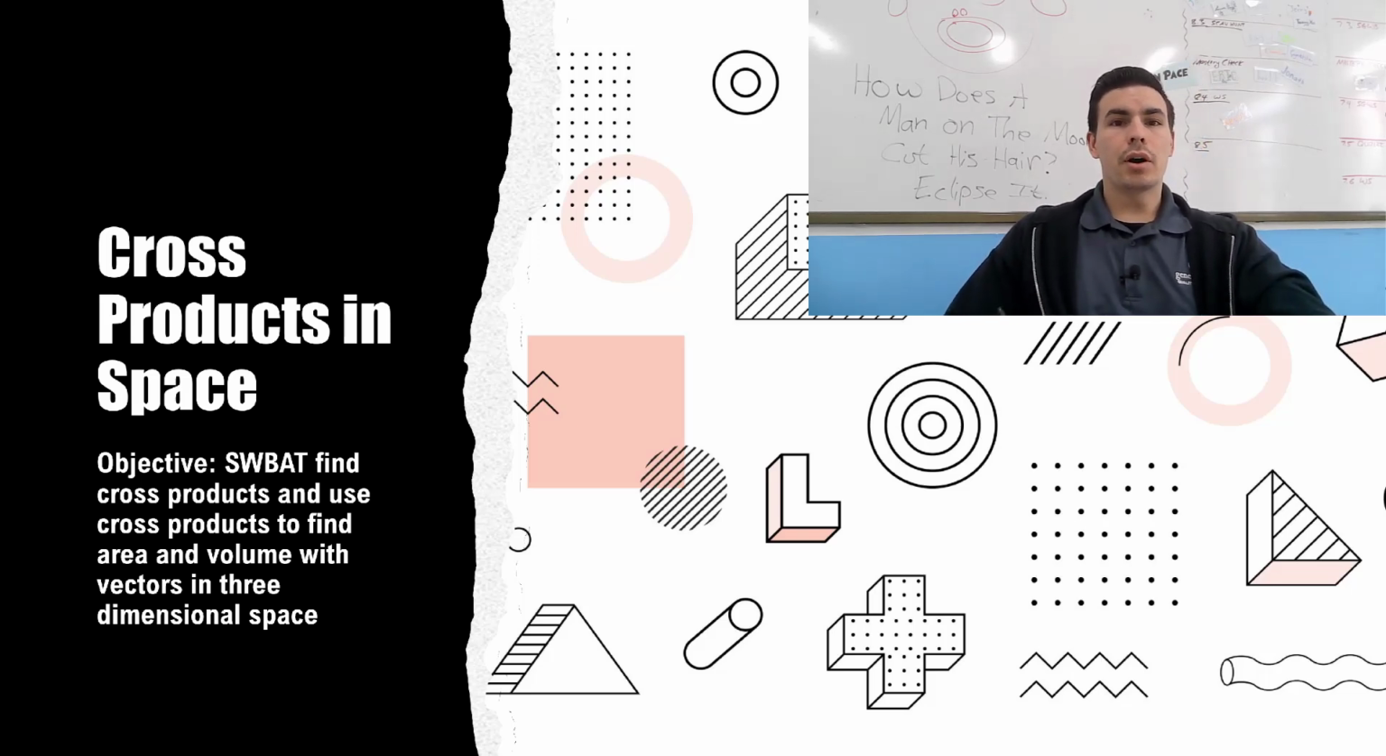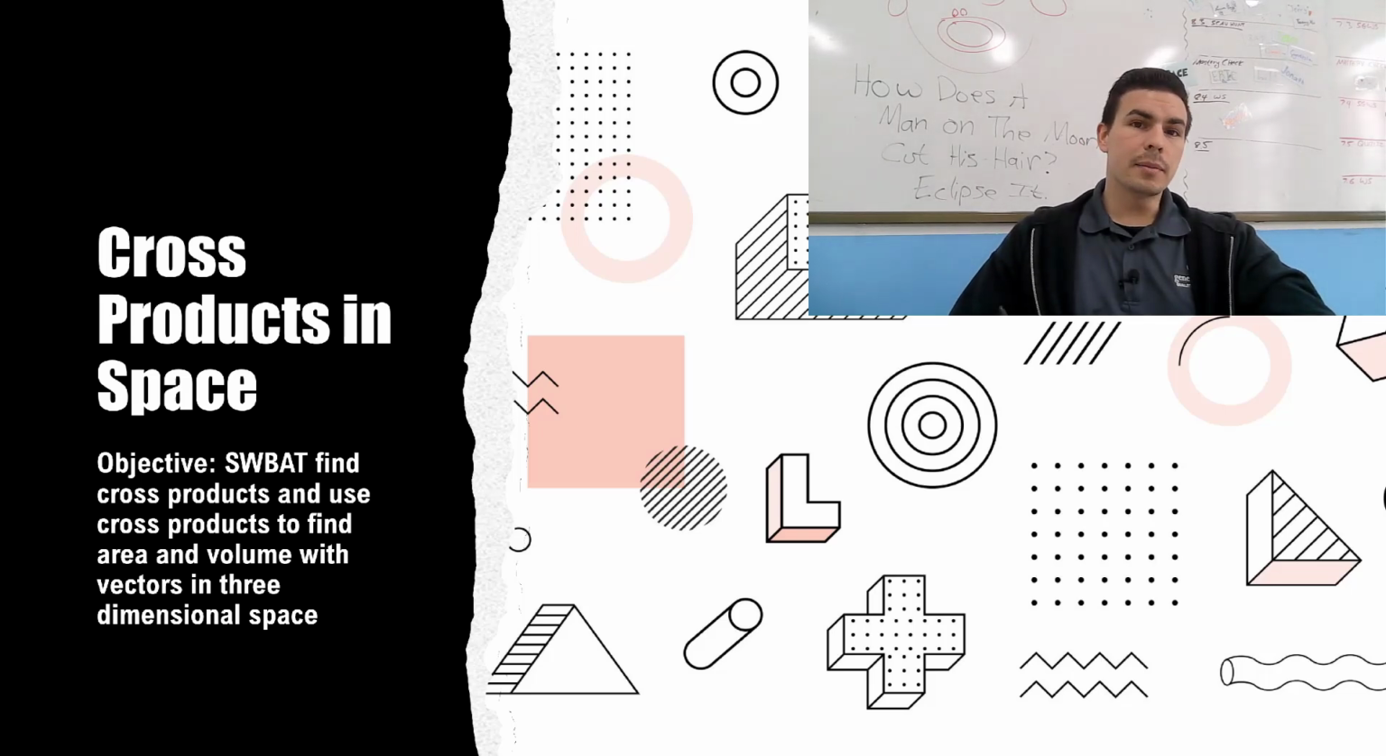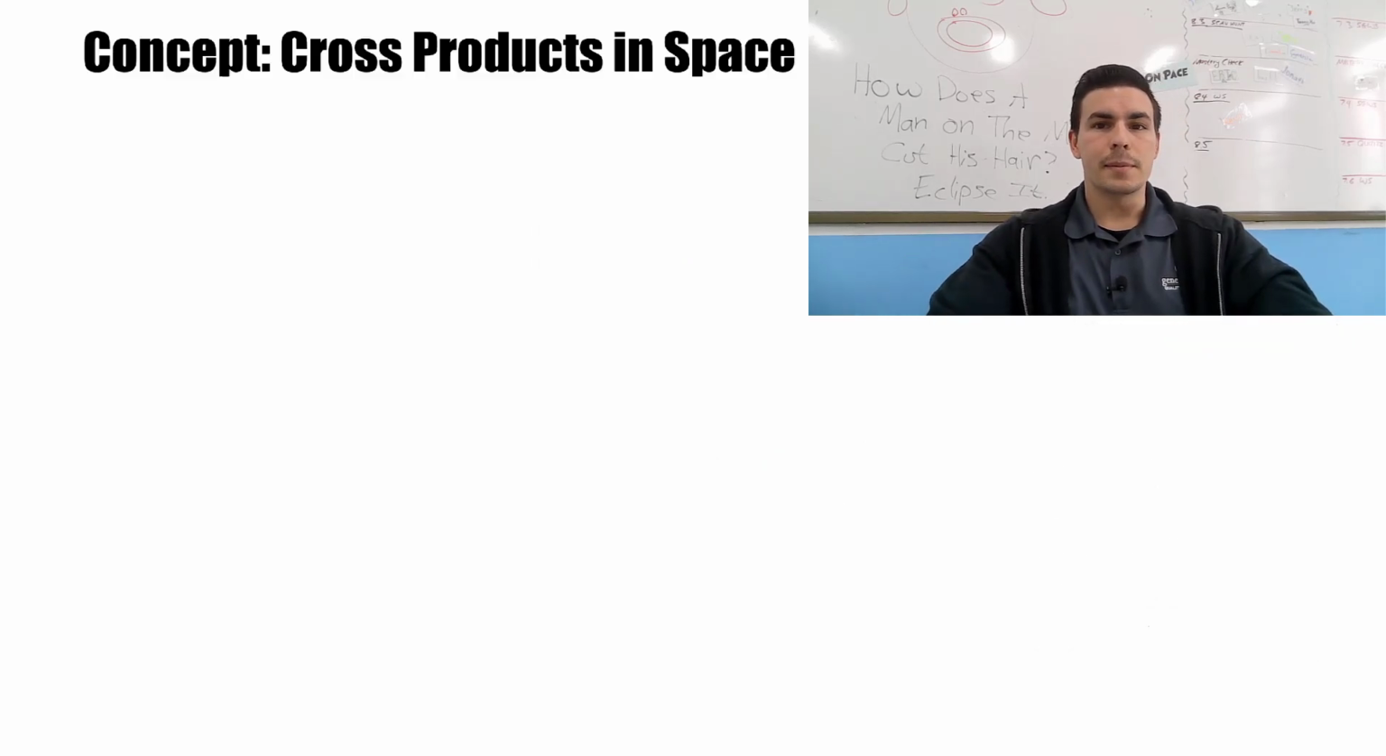Today we're going to wrap up our Unit 8 concepts with cross products in space. All right, so we're going to find the cross products of vectors, and then we're going to use those cross products to find some areas and some volumes of specific shapes. So let's hop right into our concepts.